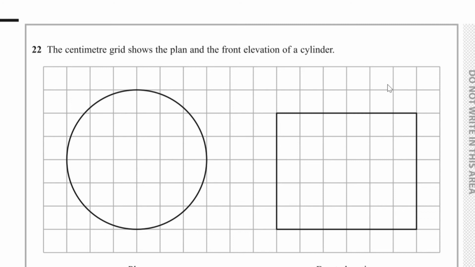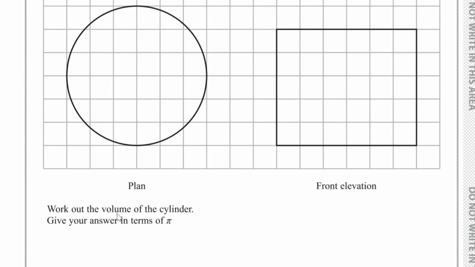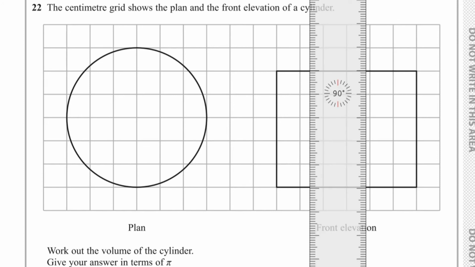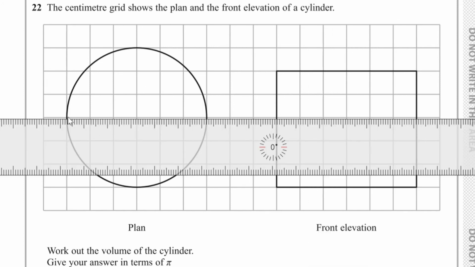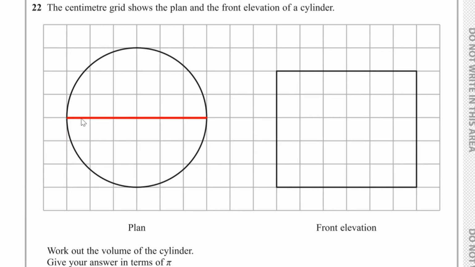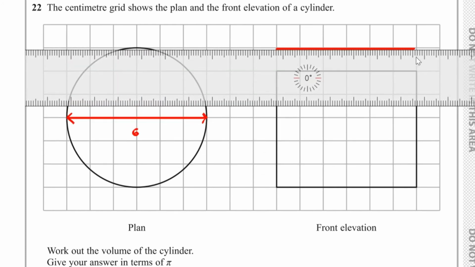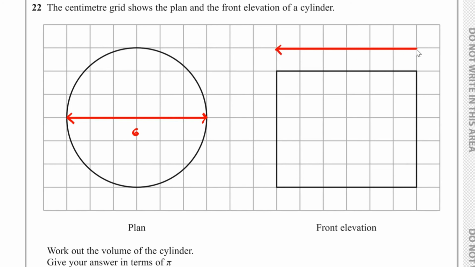Question number 22. The centimeter grid shows a plan and the front elevation of a cylinder, and what we have to do is work out the volume of the cylinder. Well, do you notice that the diameter of the circle, which is 6, corresponds to this edge over here, which is also 6.